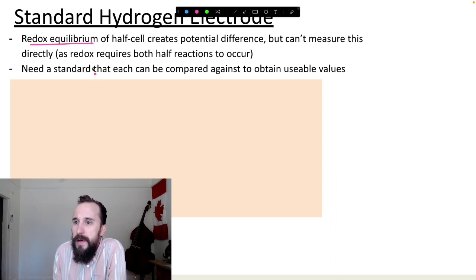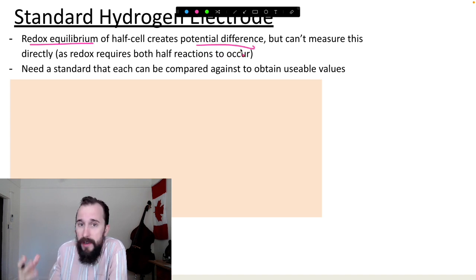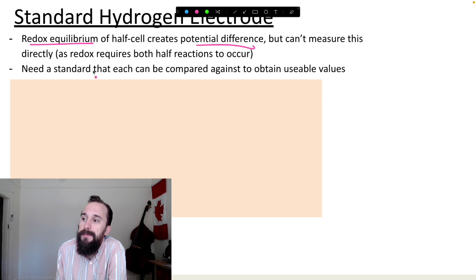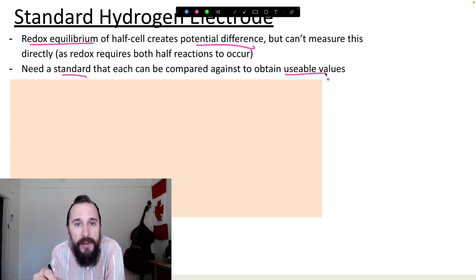So we're talking about this idea of redox equilibrium, very in depth last time. Go back there if you need. Redox equilibrium of half cells creates a potential difference, sort of voltage, essentially electrical energy. But we can't measure this directly for one half cell because a redox needs both processes to happen. So we can't get these absolute values, but we can compare everything against an agreed upon standard. And we can use this standard to obtain usable values.